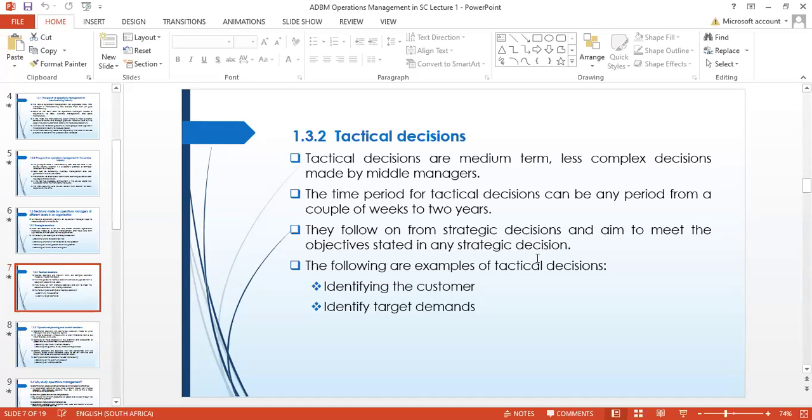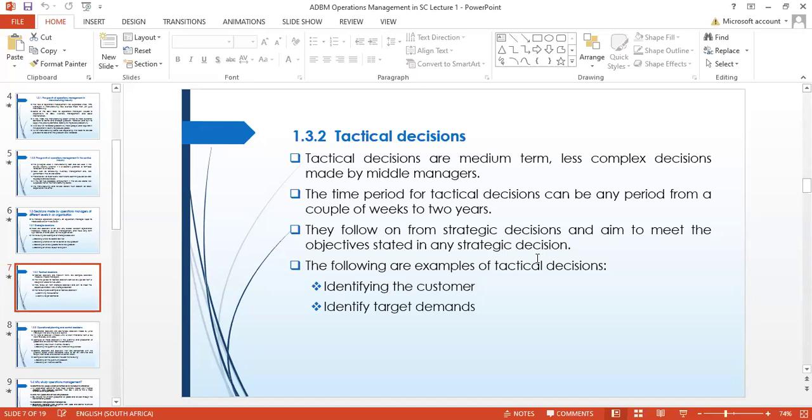right? The time period for tactical decisions is maybe from a couple of weeks to 2 years. For strategic decisions, we say 2 to maybe 20 or above. And then for this one, we said from a couple of weeks to 2 years. So these time frames might differ. If you go to another book, you might see different time frames. For strategic decisions, it can say 5 years to 20, but I want you to stick to what is in your study guide. So here, for the tactical, we have a couple of weeks to 2 years.